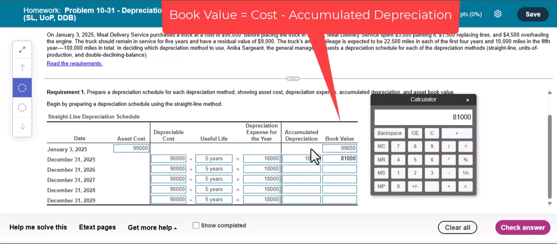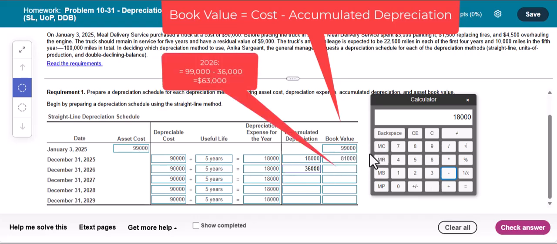So the next year here, we need the accumulated depreciation again, and this time we need to add the previous year's depreciation to the current year's. So that is going to be a total of 36,000. And then we can go ahead and subtract that next 18,000, because again, the depreciation expense for the year, 18,000, needs to be taken from the book value to get the new book value.